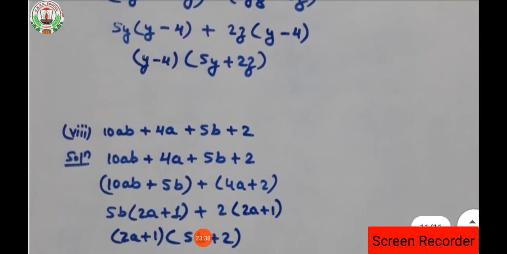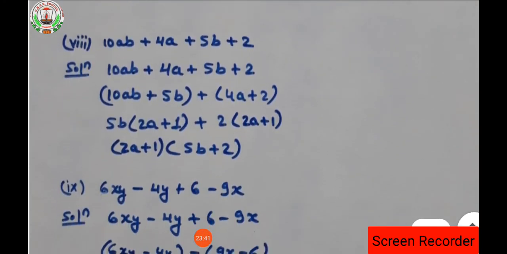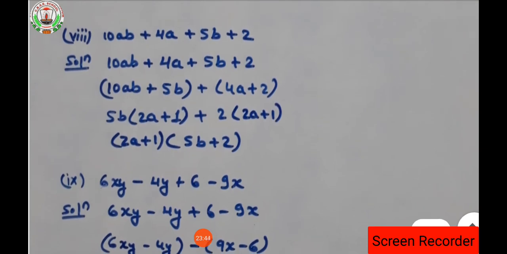Clear? Now the eighth part of the question, second last: 10ab plus 4a plus 5b plus 2, isn't it? So make the pair of the two terms, taking common 5b from the first two terms. So 5b into 2a plus 1 plus 2 taken common from the last two terms. So 2 into 2a plus 1. So 2a plus 1 is common in both the terms. So again it will be taken as common. So 2a plus 1 into 5b plus 2 is the required answer.